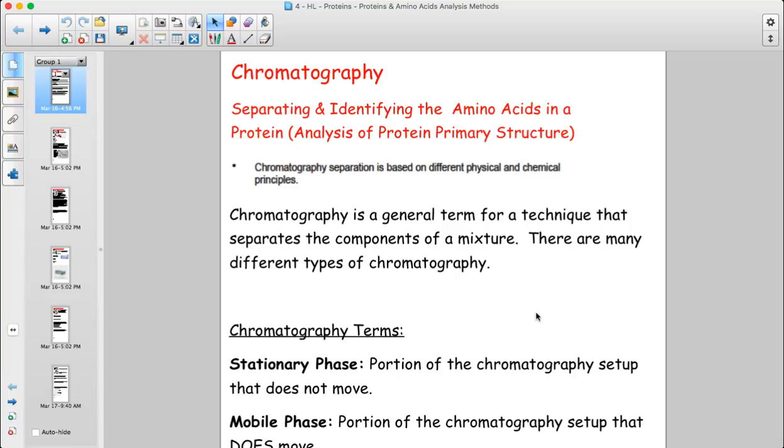So chromatography is a topic that's part of the biochemistry protein subtopic. Chromatography is a technique, or really a general term, that refers to separating things based on their physical or chemical properties. You are responsible for understanding two different types of chromatography, their basic setup, and how they are used to separate amino acids. This falls under the umbrella term of analyzing protein structures, but really what we're analyzing is their primary structures and which amino acids are present in a given protein.